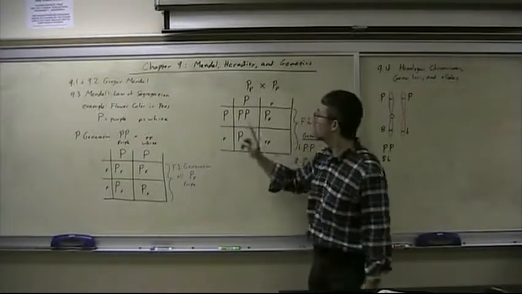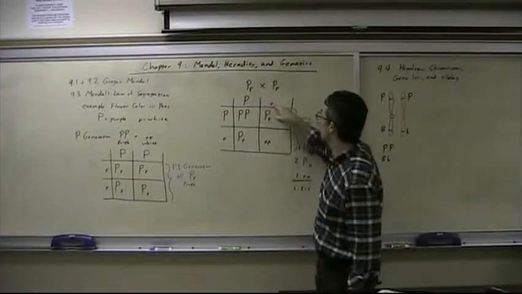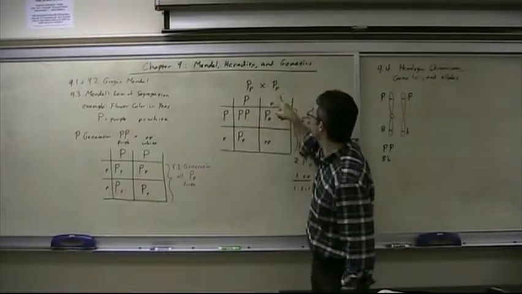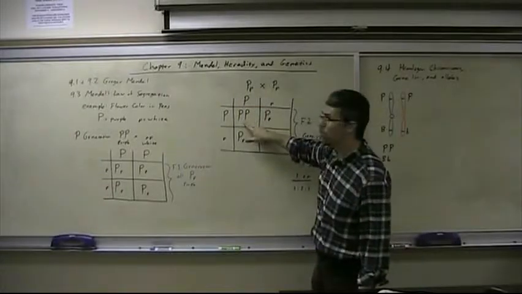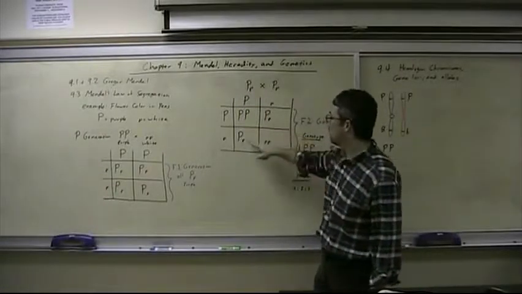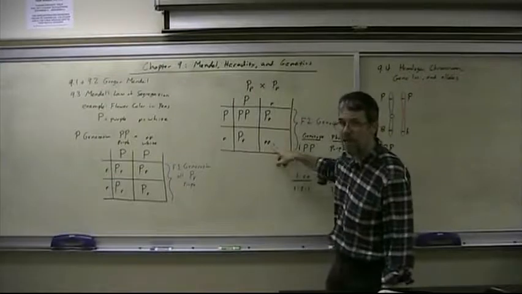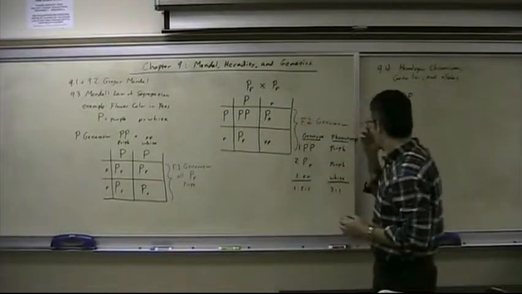Now, the rules are the same. One letter goes here, one letter goes there, one letter goes here, the other letter goes there. Recombine them in the middle. What do we have? Big P, big P, big P, little p, big P, little p, little p, little p, if done correctly.